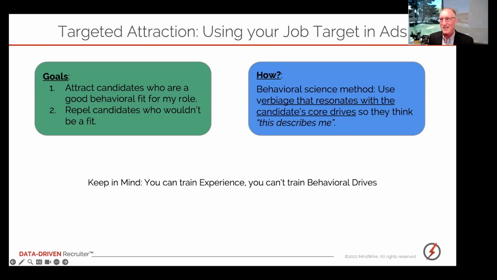So this little tagline here: you can train experience, but you can't train behavioral drives. This goes back to what I talked about before. If I can find the right behaviors and the right cognitive fit for any job, I can train the experience, I can train the skills. I can get people the knowledge and the experience they need to do well in the job. But I want to start by finding the stuff they're going to enjoy doing.